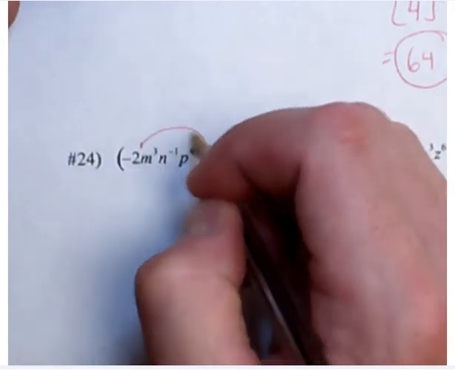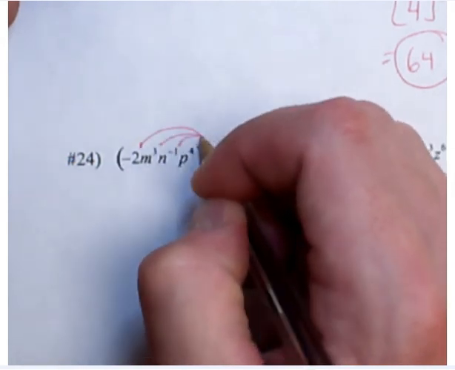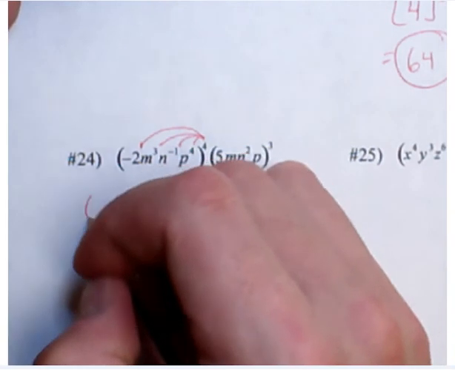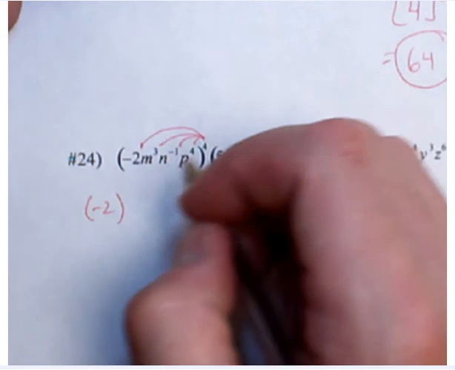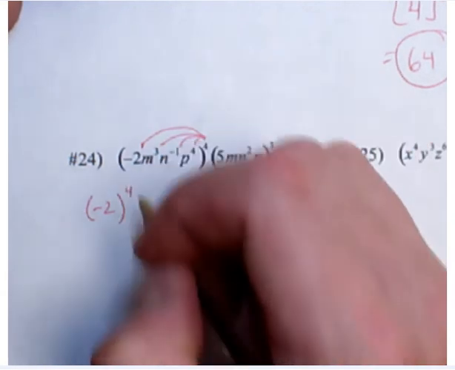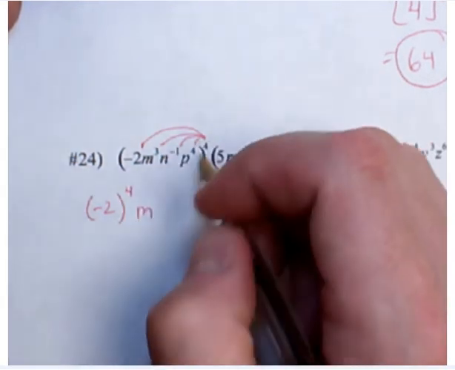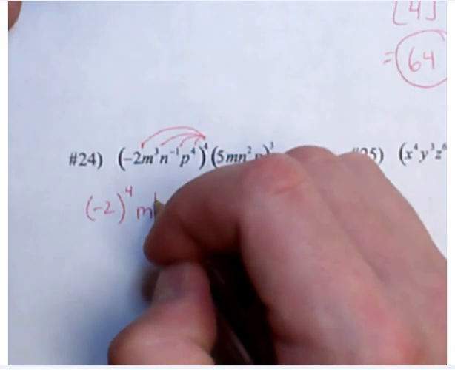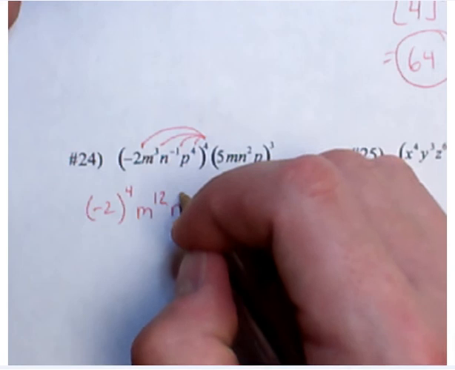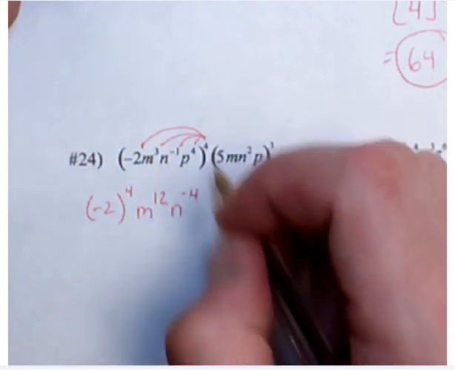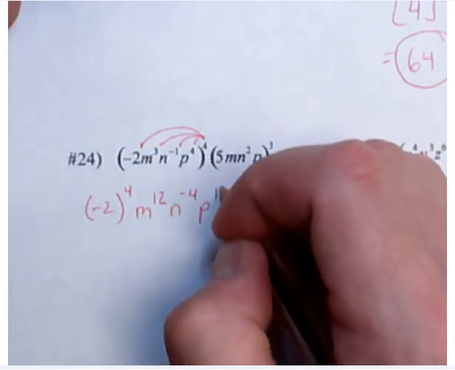That means we take all the exponents and we multiply by 4. So it's negative 2, I'm going to put that in parentheses because it's a negative number, negative 2 to the 4 times 1 is 4. M, 4 times 3, that's m to the 12th. N, 4 times negative 1 is negative 4. And then p, 4 times 4 is 16.